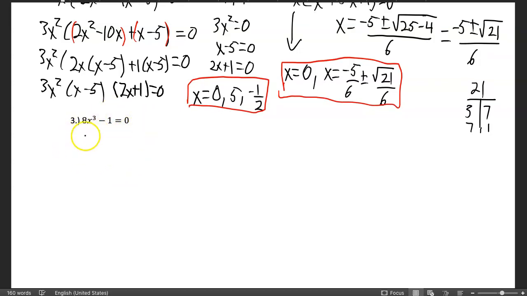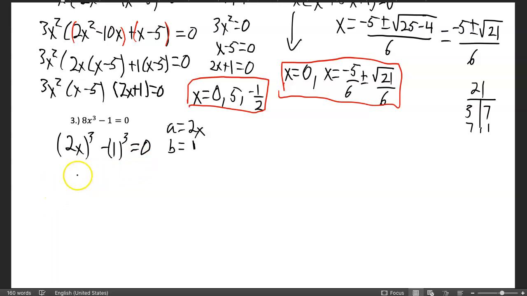All right, 8 is 2 cubed, so that means that this first term is 2x cubed, and we have minus 1. Now 1 cubed is the same thing as 1. So this is the same as saying 2x cubed minus 1 cubed is equal to 0. So we know then we're using our difference of cubes. We have a is equal to 2x and b is equal to 1. Go ahead and try to solve from here.